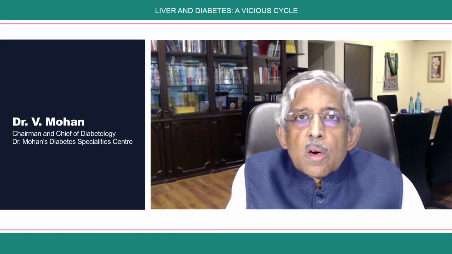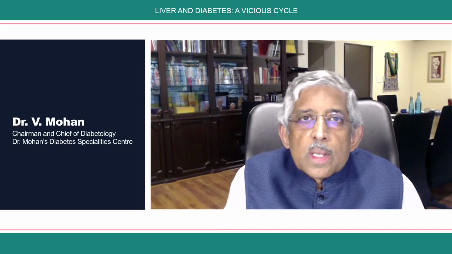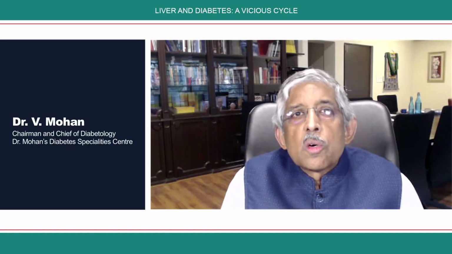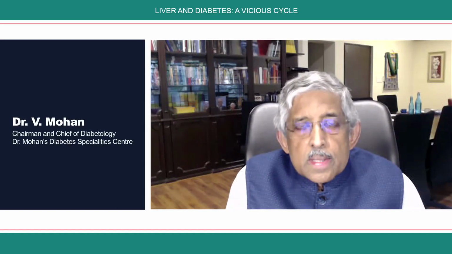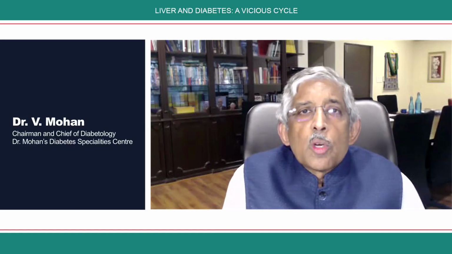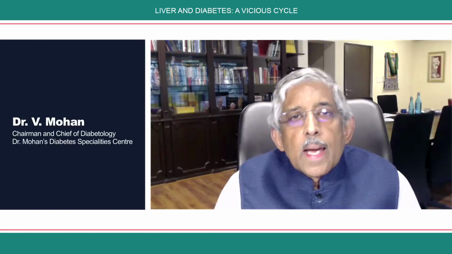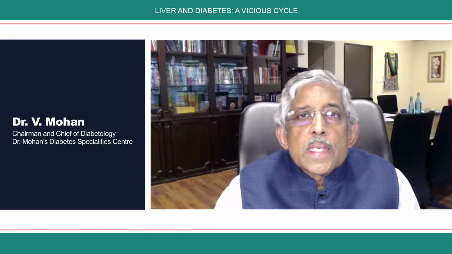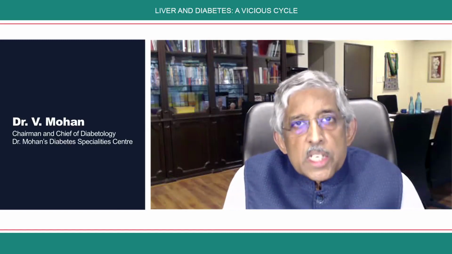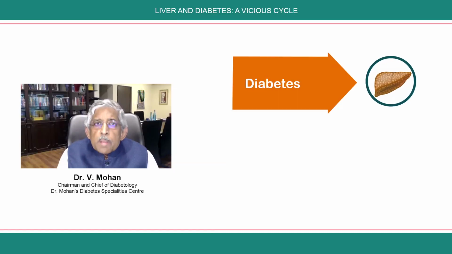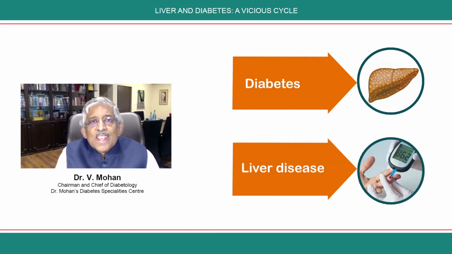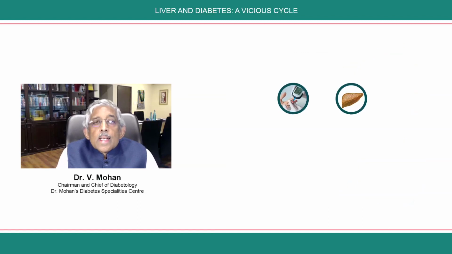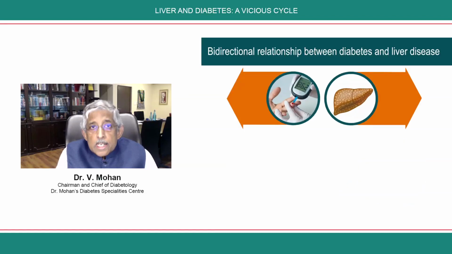In the first of this series, we talked about the relationship between metabolic syndrome and chronic liver disease, particularly non-alcoholic fatty liver disease. In this video, I'm going to talk to you about liver and diabetes and how they have a vicious cycle relationship with each other. So, does diabetes produce liver disease or does liver disease produce diabetes? The answer is both are correct. There is a bi-directional relationship.